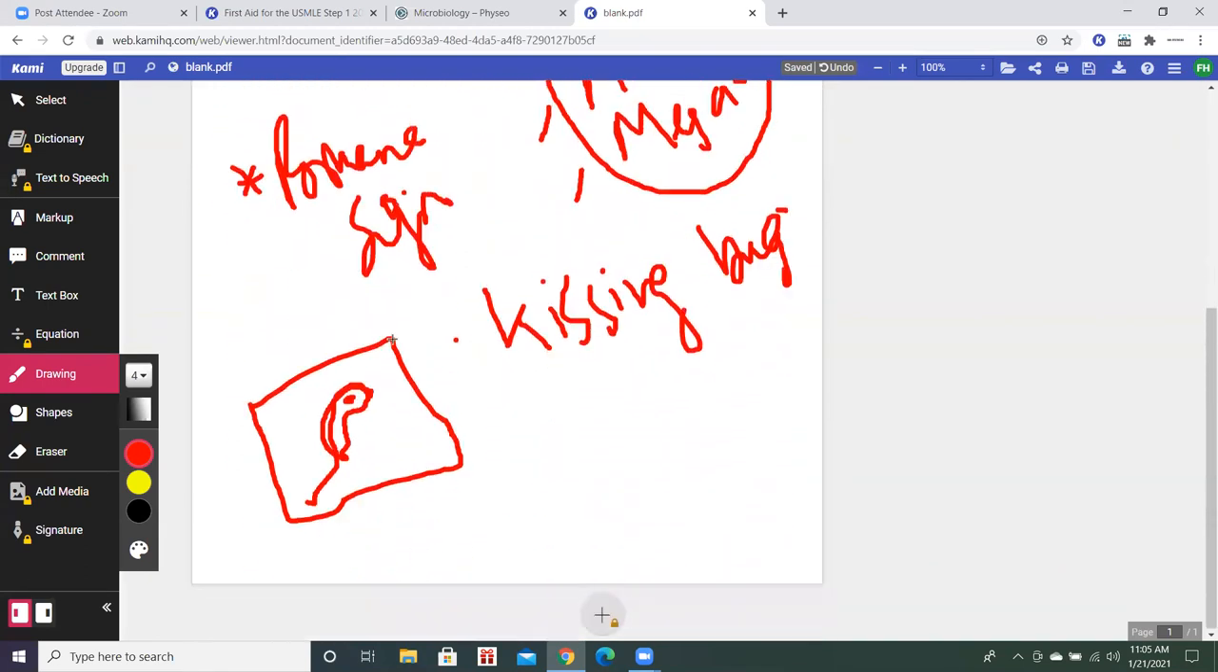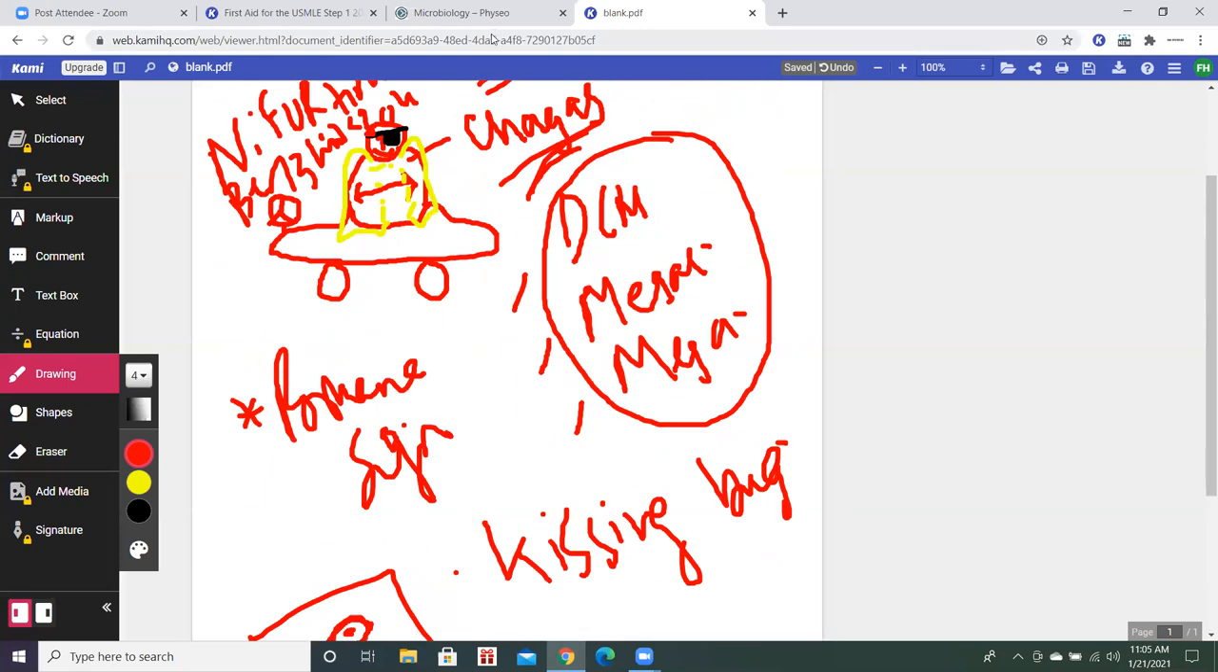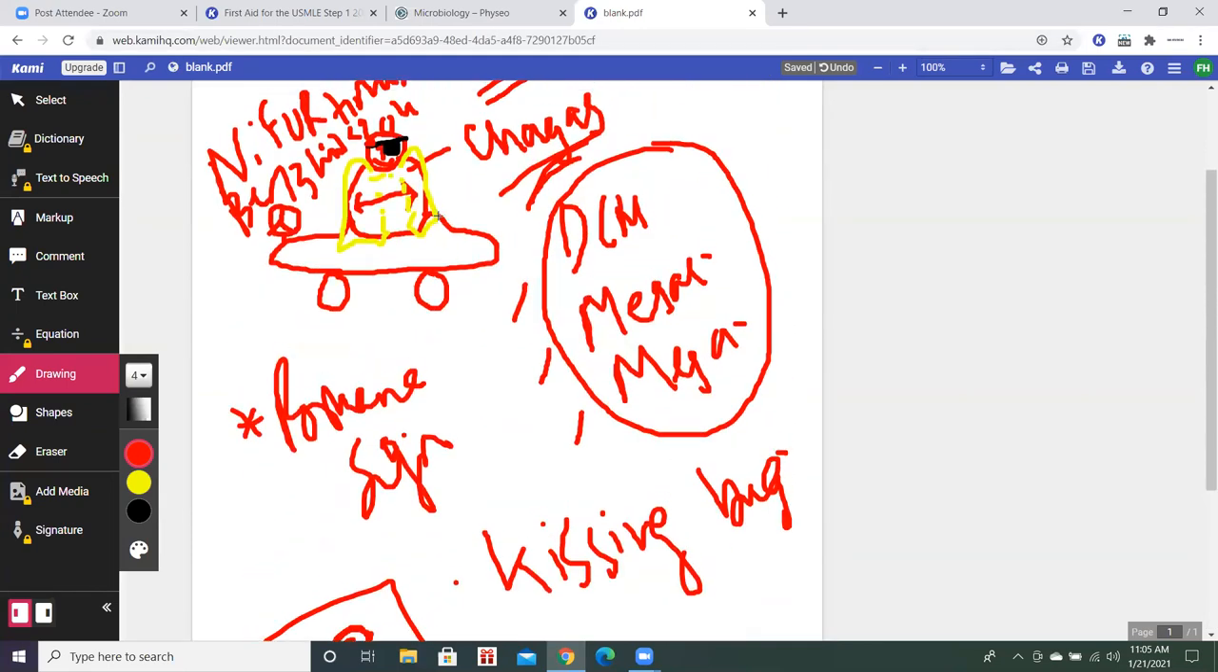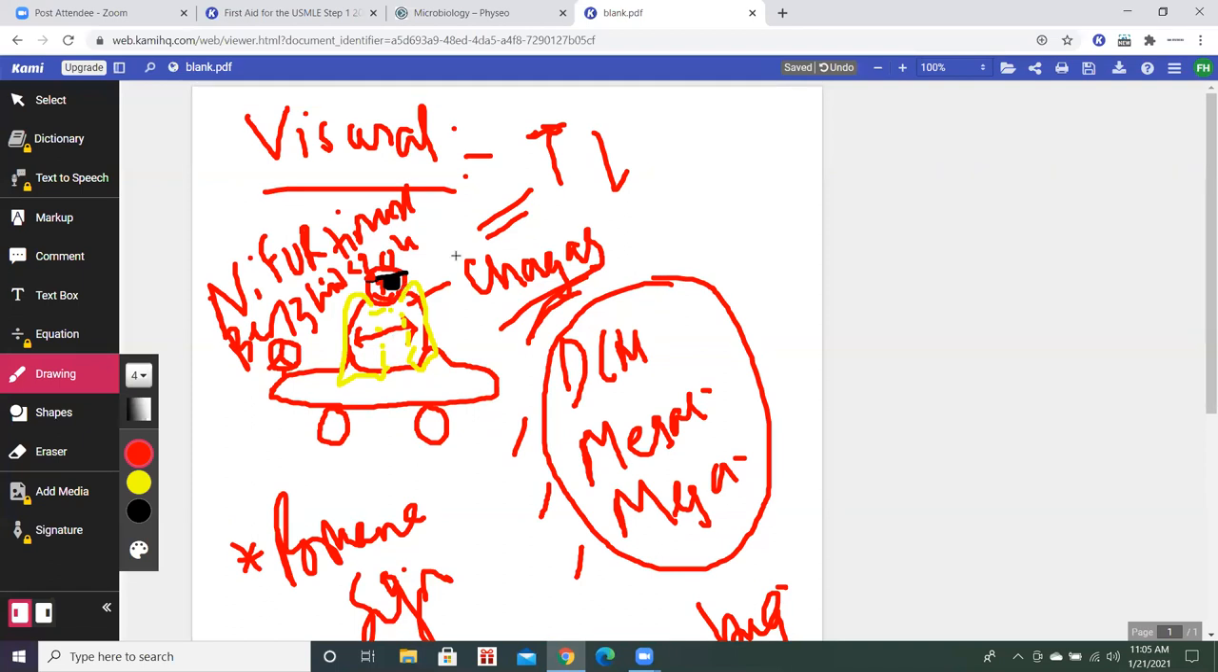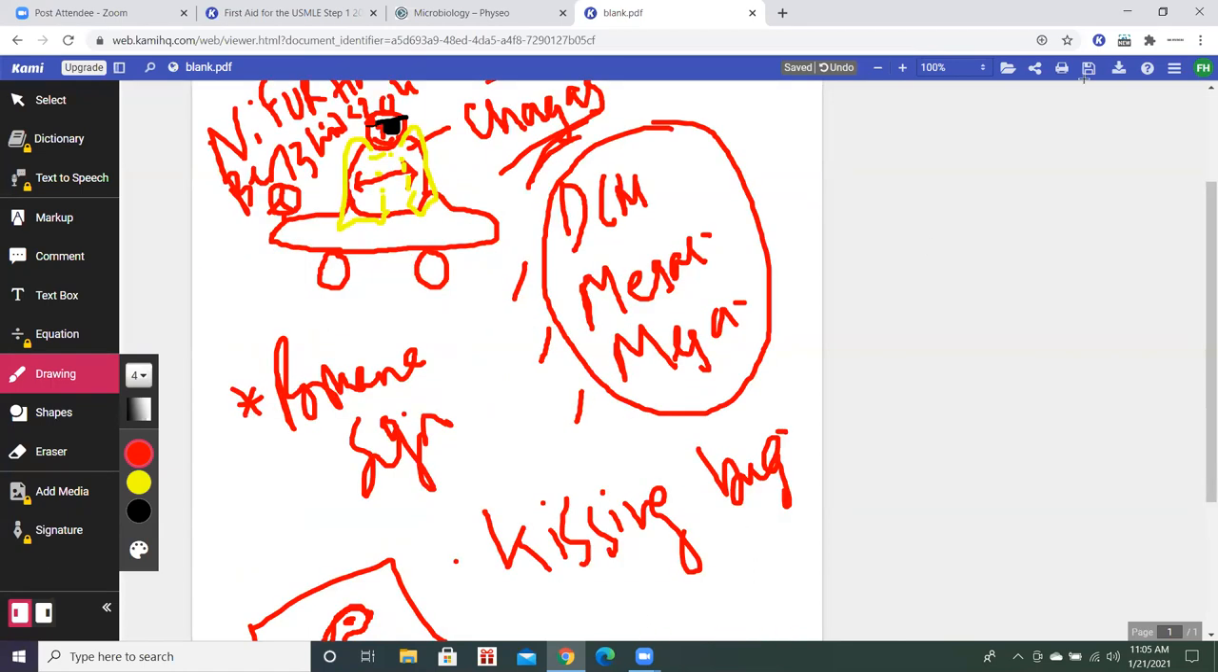Are we clear? Yes. So that is all you need to know from Trypanosoma cruzi. If you can just remember this small diagram over here, this will be enough. So that's that. Okay, next one.